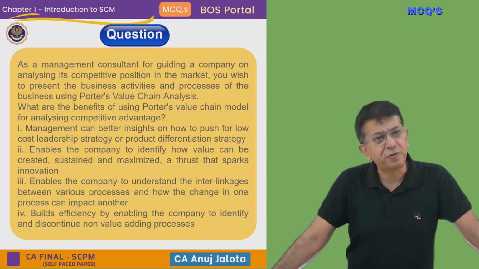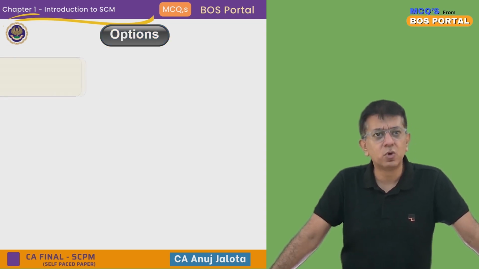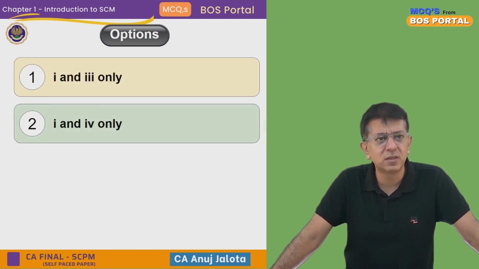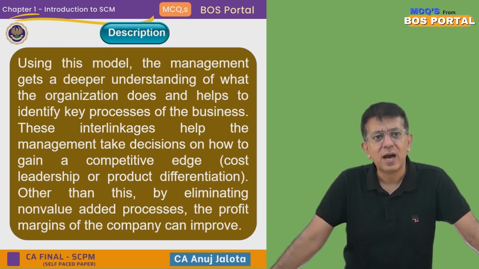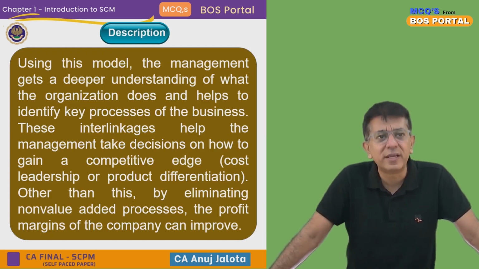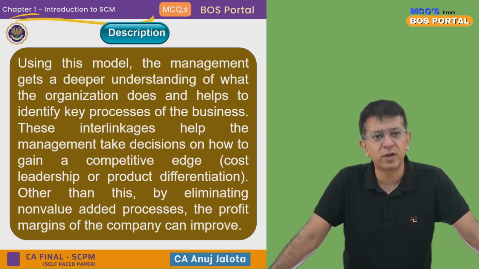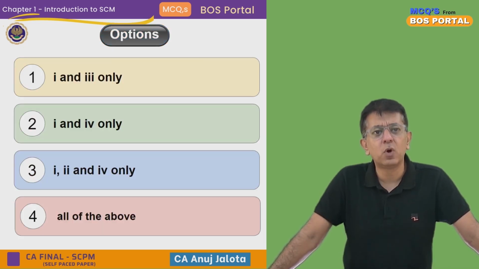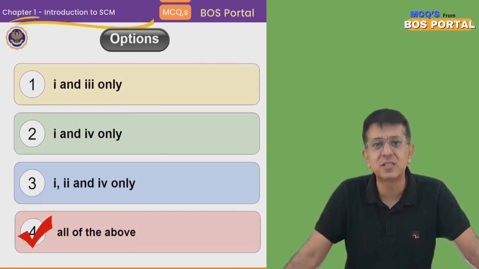So first, second, third and fourth, all of them are advantages only. The options are: 1 and 2, 1 and 4, 1, 2 and 4, all of the above. I have already explained each and everything. In case you want, you can pause over here and go through it. The answer should be all of the above, so the answer should be point number 4. That should be the correct answer. Okay, that's done.